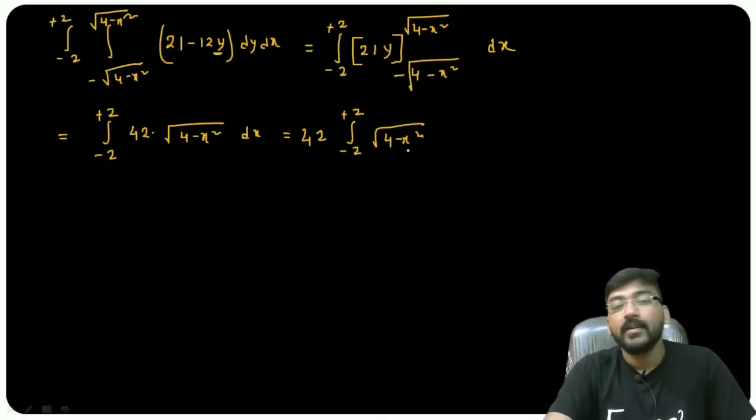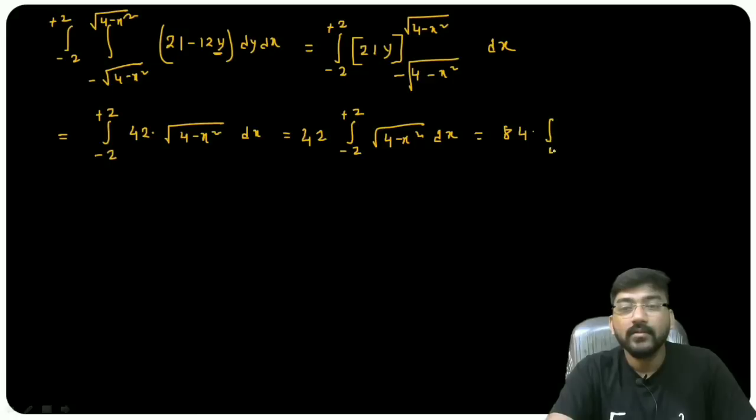Now you can see this is minus a to a, and this is an even function. For an even function you can use the property of definite integration, the integration from minus 2 to 2 becomes 2 times the integration from 0 to 2. So 2 into 42 is 84, so it will be 84 into the integration from 0 to 2 of root over 4 minus x square dx.